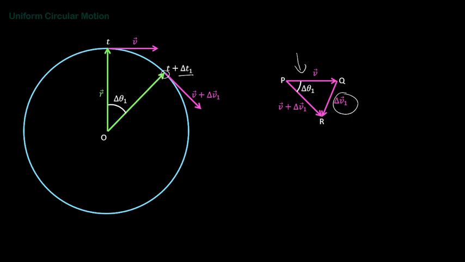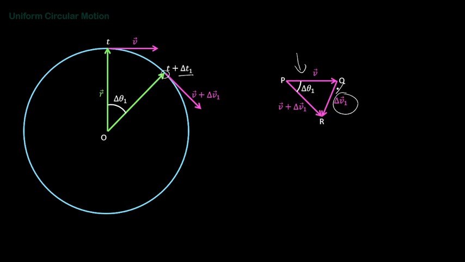We have determined the acceleration in the uniform circular motion. Now we have to find the direction of acceleration. The direction of acceleration is always in the direction of change in velocity, because acceleration is change in velocity per unit time. So whichever direction the velocity changes, the acceleration is in that direction.